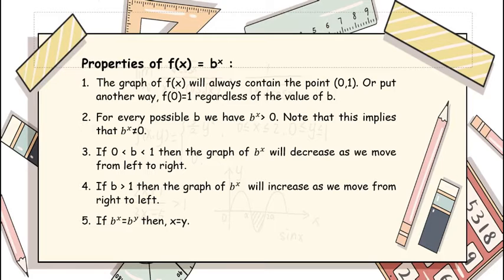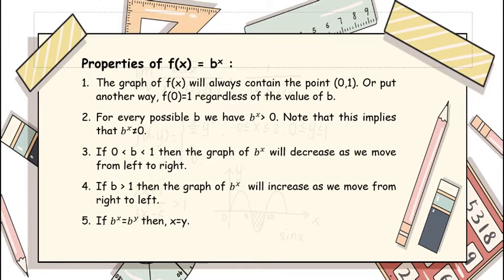Properties of f(x) = b^x are the following. Number 1. The graph of f(x) will always contain the point (0, 1), or put another way, f(0) = 1 regardless of the value of b. Number 2. For every possible b, we have b^x greater than 0. Note that this implies that b^x is not equal to 0.